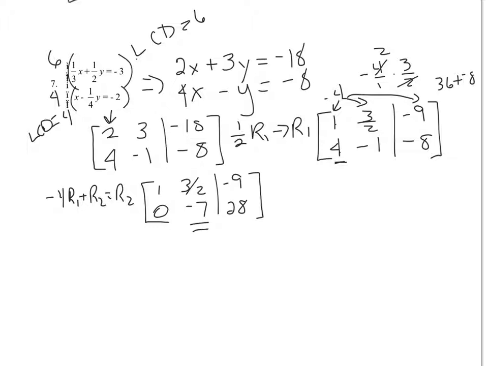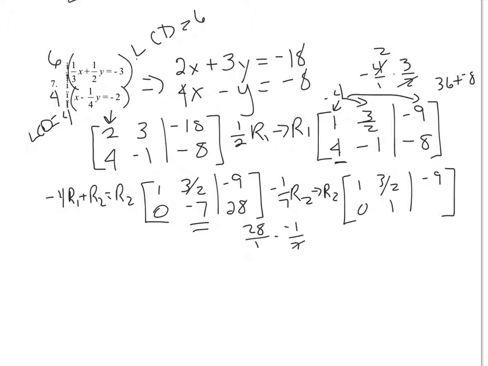Time to turn negative 7 into a positive 1. That means I had better multiply the bottom row times negative 1/7. So negative 1/7 times row 2 becomes my new row 2. And I have 1, 3/2, negative 9 on top. 0 times negative 1/7 is 0. Negative 7 times negative 1/7 is 1. And 28 over 1 times negative 1 over 7. 7 goes into 28 4 times. That's a negative 4. My bottom row is done.